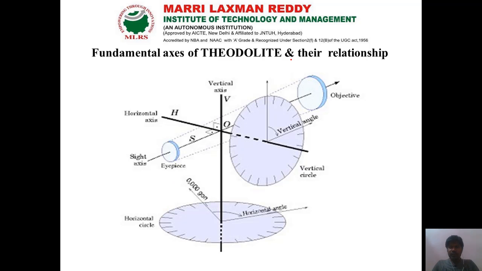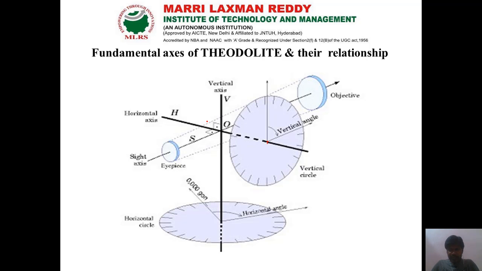So, the fundamental axes of the theodolite and their relationship. This is our vertical scale, where I can read my vertical angle. Here Vernier C and Vernier D are placed. This is my horizontal axis or trunnion axis, and this is at the center of the vertical circle. Next, the horizontal plane.